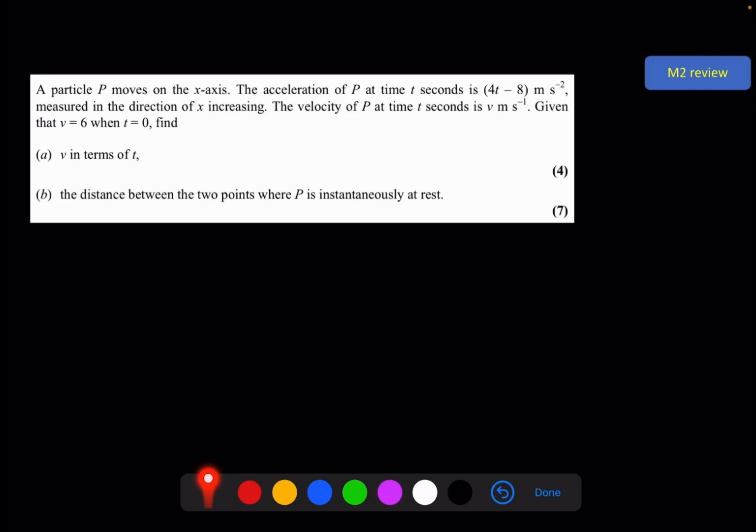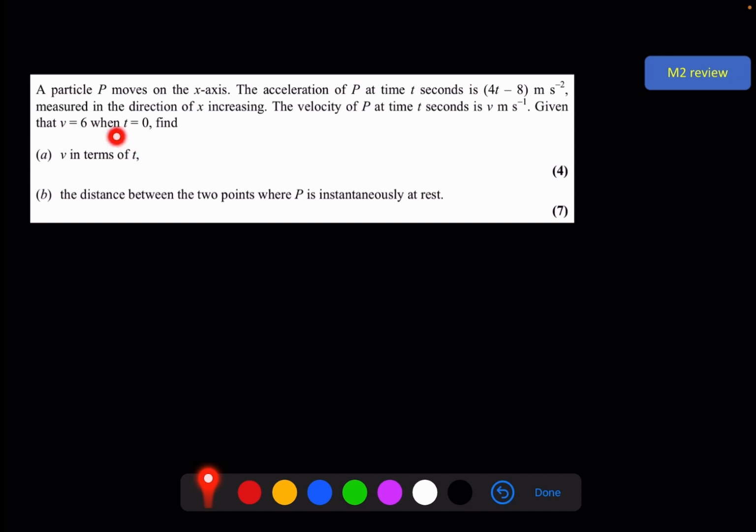Hello, and welcome to the fourth video of the M2 chapter Variable Acceleration, an exam question on the screen to get us going. A particle p moves on the x-axis. The acceleration of p at times t is this, measured in the direction of x increasing. The velocity at time t is v. Given that v is 6 when t equals 0, find this and this.